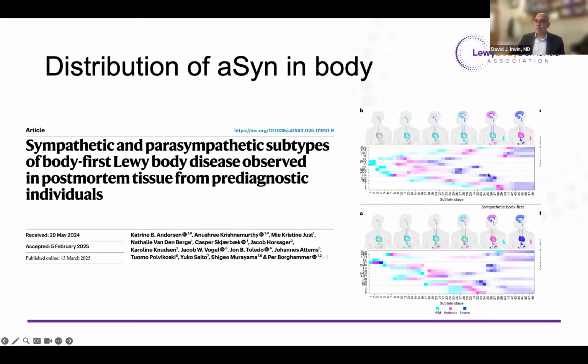They found a really nice distinction between two subtypes of patients that might preferentially include one or the other of these two areas of the peripheral nervous system. So again, showing us more heterogeneity. And the more that we understand these different subtypes of the distribution of synuclein, that might help us understand mechanisms, genetic triggers, and environmental triggers as well.